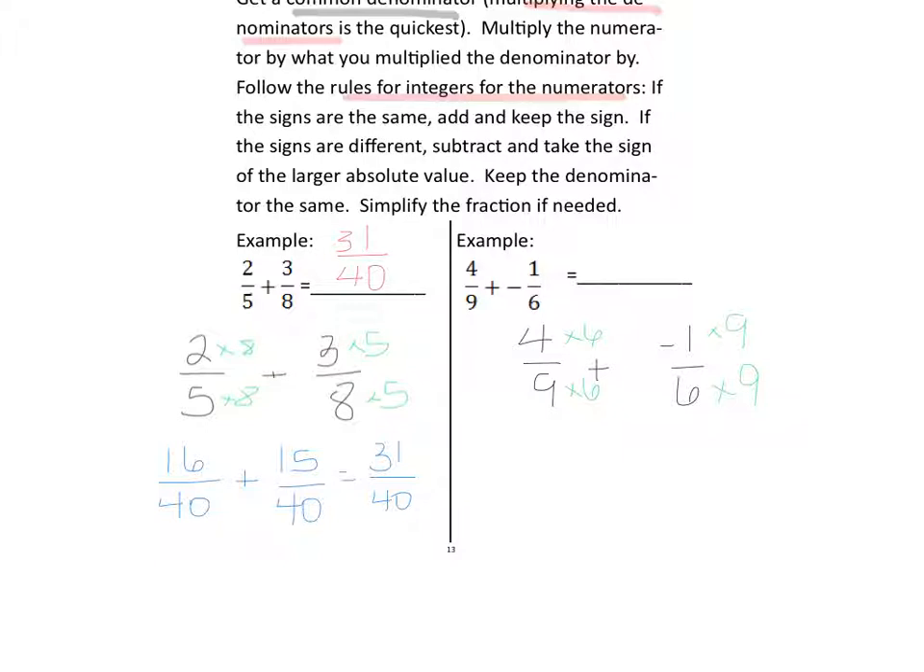Now we go through and do the multiplications. 4 times 6 is 24, over 9 times 6 is 54, plus negative 1 times 9. Signs are different. Answer is going to be negative 9 over 6 times 9, which is 54. Now we go through the process of following the integer rules. 24 plus negative 9. Our signs are different, so we know we're going to have to subtract. And we get 24 minus 9, which is 15 over 54.